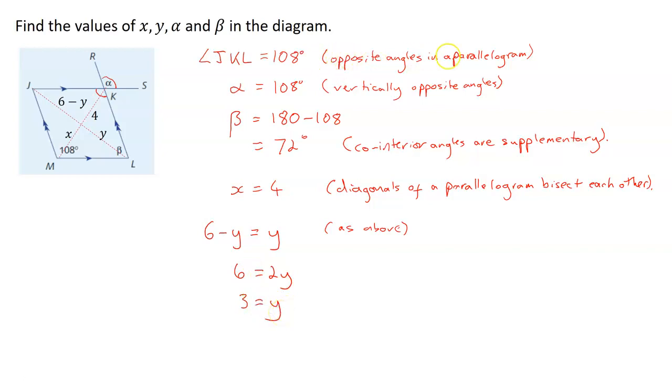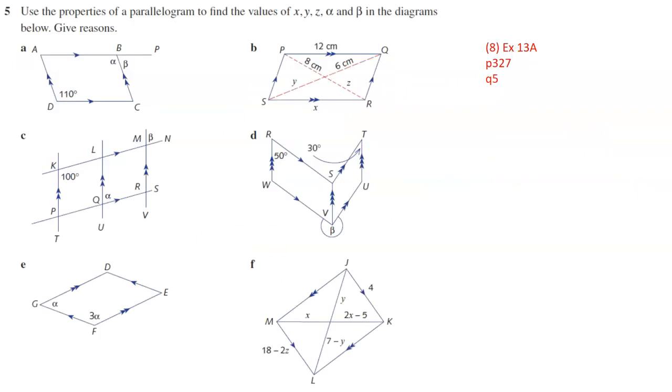So for each question, you need to write your working or anything that is equal, and then write a reason out in full. This is all you need to do. Question 5 from exercise 13A. Writing reasons for every single one.